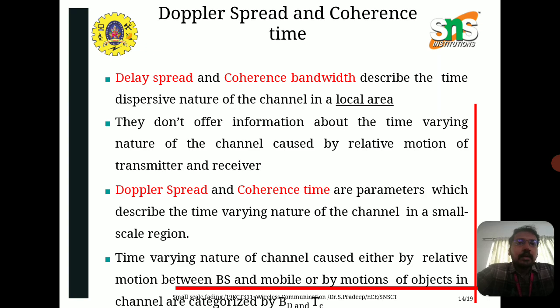Doppler spread and coherence time. Delay spread and coherence bandwidth describe the time dispersive nature of the channel in a local area. They do not offer information about the time varying nature of the channel caused by relative motion of transmitter and receiver. Doppler spread and coherence time are parameters which describe the time varying nature of the channel in a small scale region. The time varying nature of the channel, caused either by relative motion between base station and mobile or by the motion of objects in the channel, is characterized by Bd and Tc.